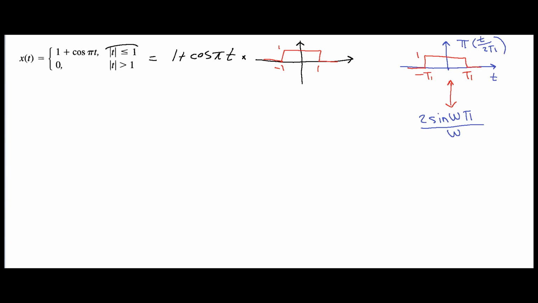Since in our example t1 equals 1, we can write the rectangular pulse as pulse of t over 2. So the signal becomes x(t) equals pulse of t over 2 plus cosine pi t multiplied by pulse of t over 2.